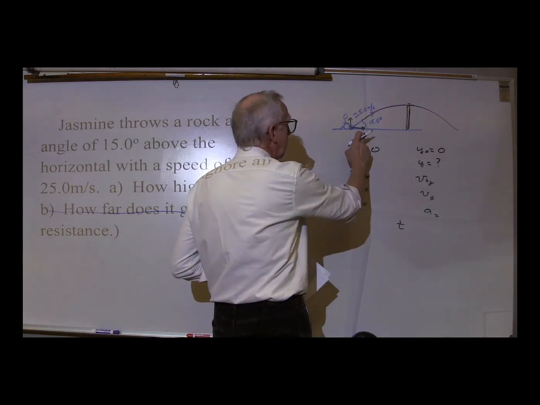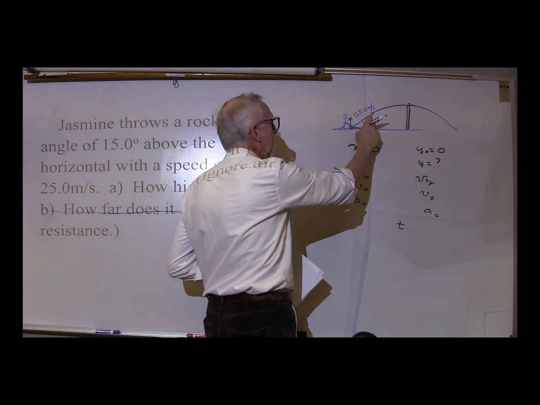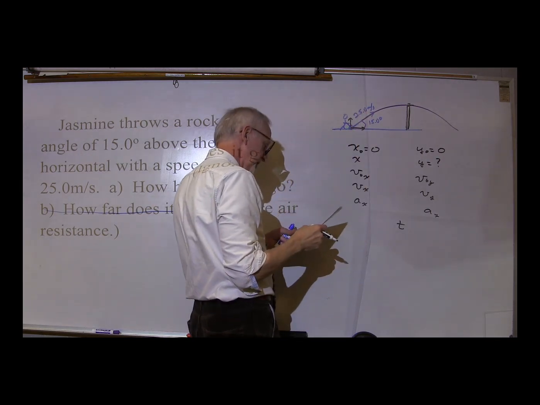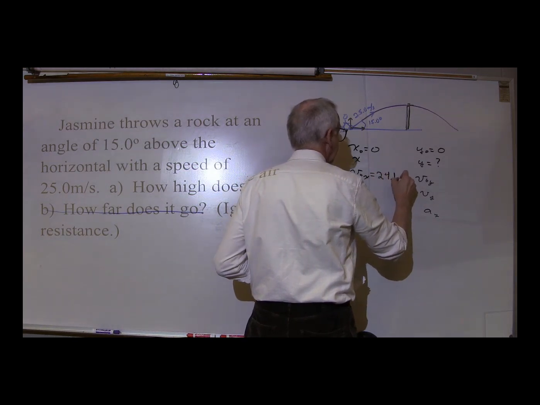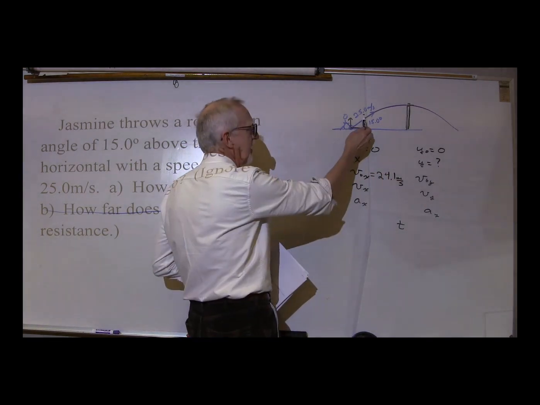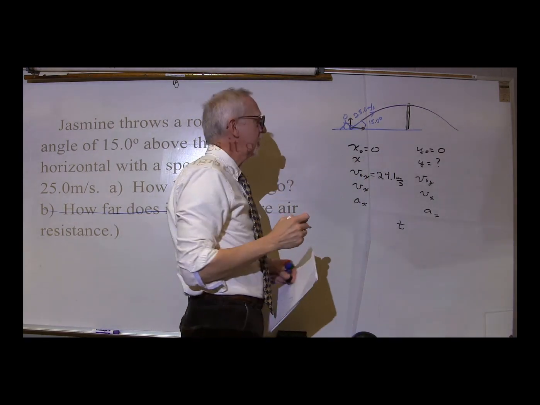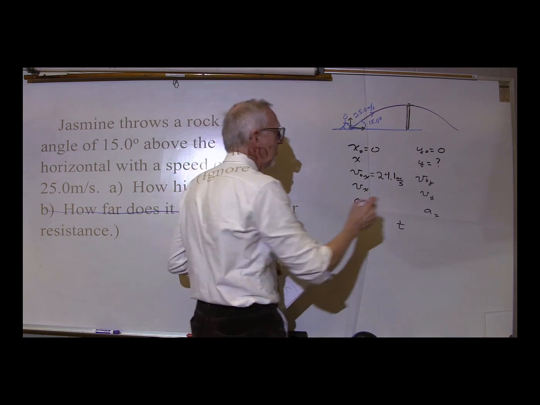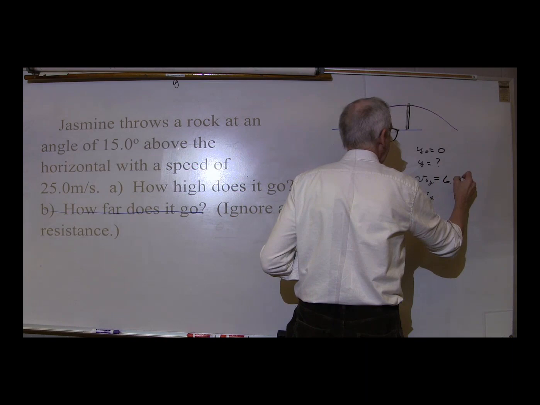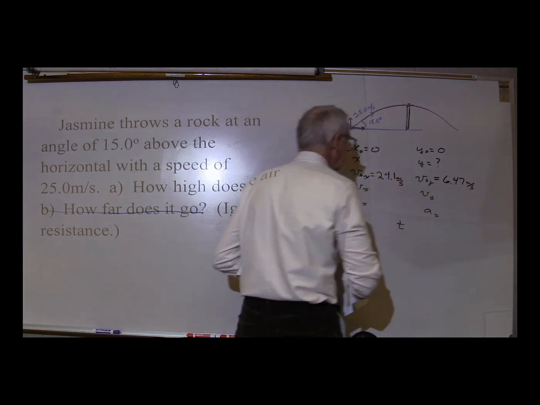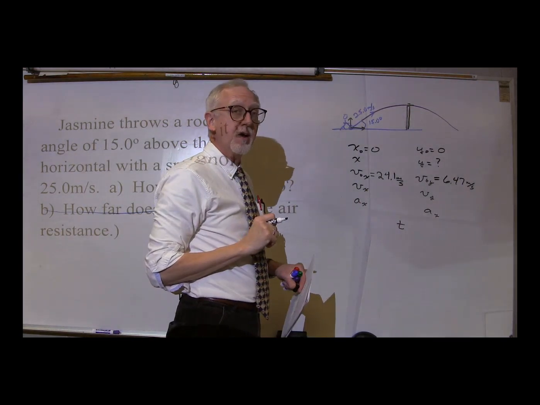V naught x, well, from our triangle, we know V naught x will be 25 cos 15, and that turns out to be 24.1 meters per second. V naught y, that'll be 25 sine 15. Hopefully these are looking familiar enough that I don't need to write it completely out. And that gives us V naught y is 6.47 meters per second.